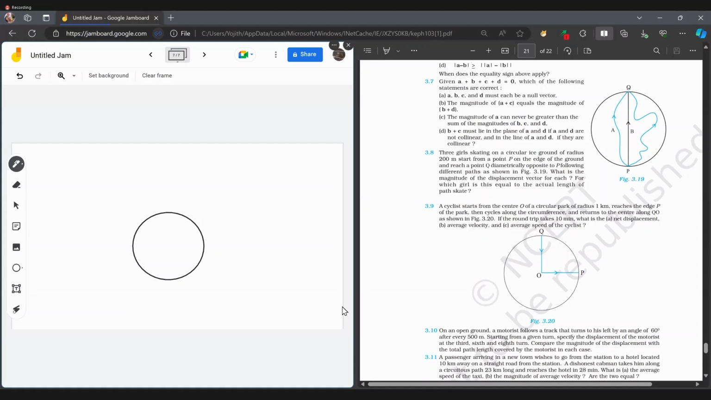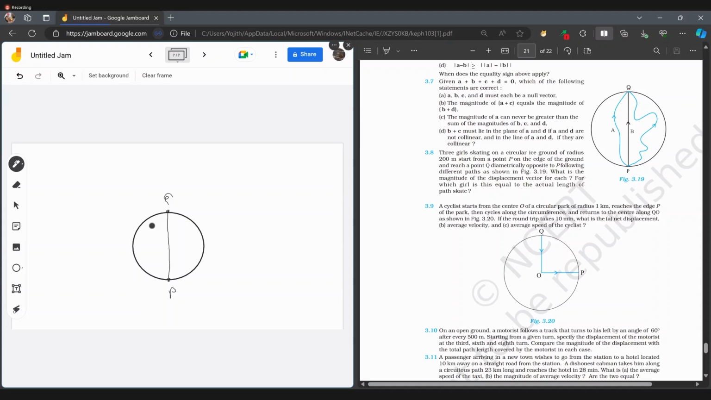Let us say the girls are starting at P and they are going to Q. Okay, now what is the displacement for everyone? It's the diameter of the circle.